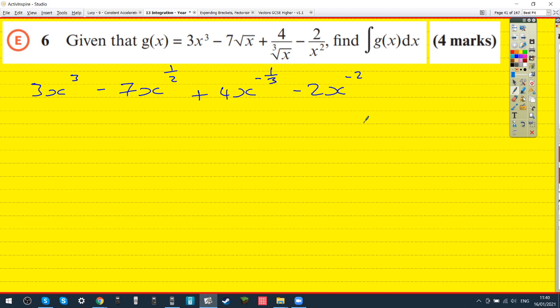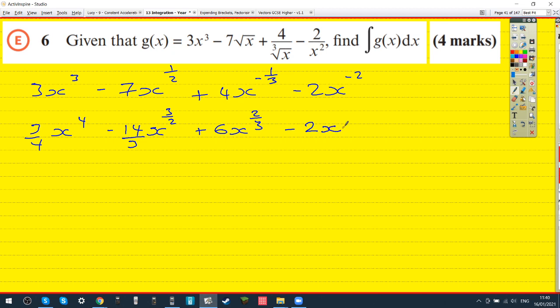So that'd just be a quarter, no, a third, no, 3/4 x to the power of 4, minus 14/3 x to the power of 3/2, plus 6x to the power of 2/3, minus 2x and then plus c.